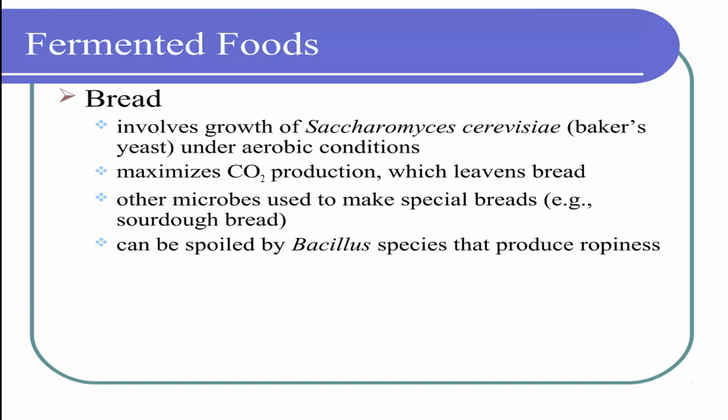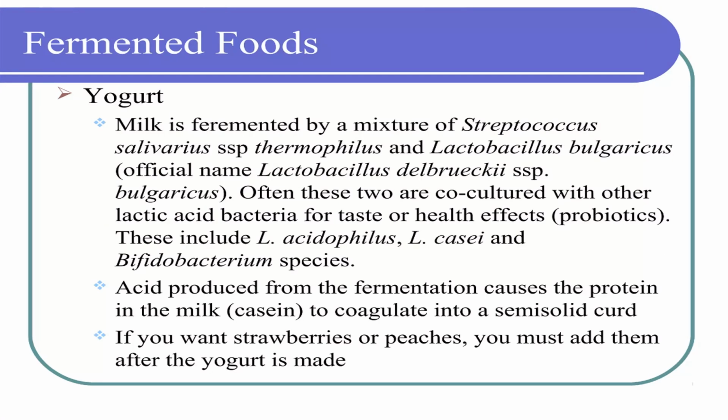Bread. It involves growth of Saccharomyces cerevisiae, baker's yeast, under aerobic conditions. It maximizes carbon dioxide production, which leavens the bread. Other microbes are used to make special breads, for example soda bread. It can be spoiled by Bacillus species that produce ropiness.